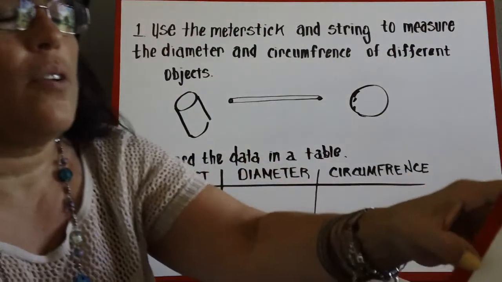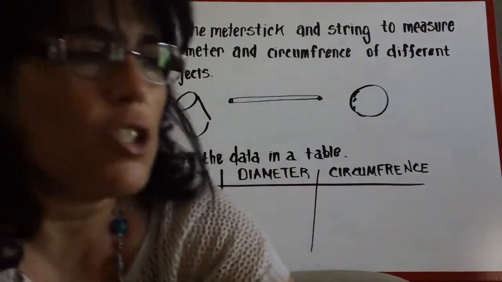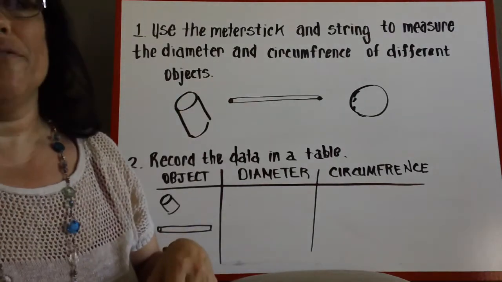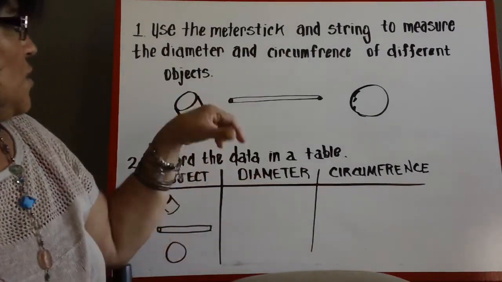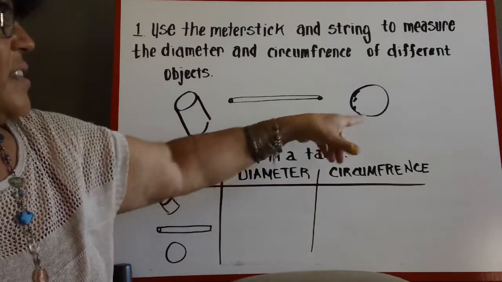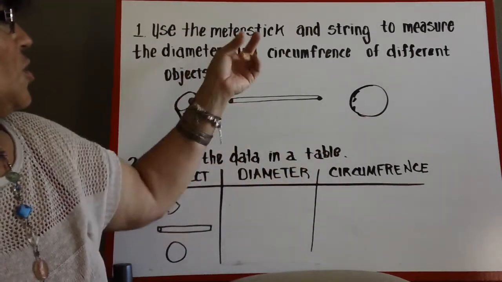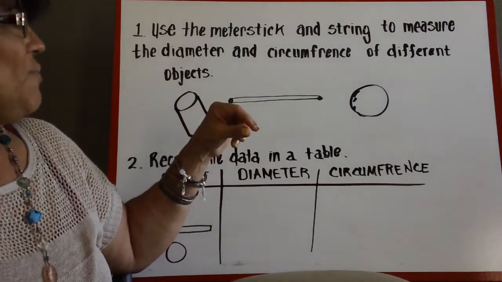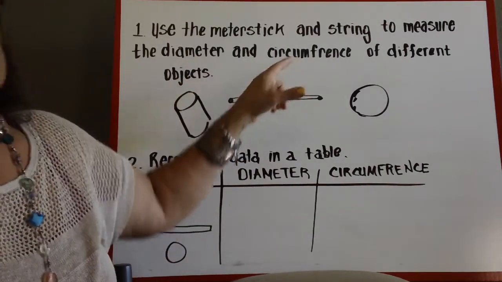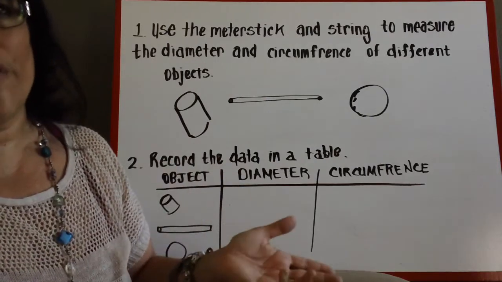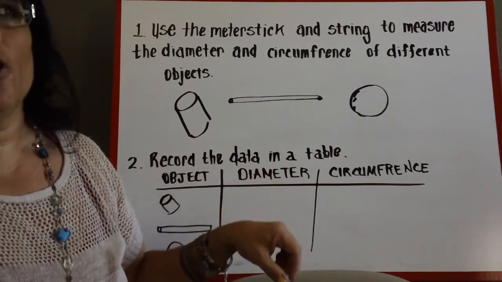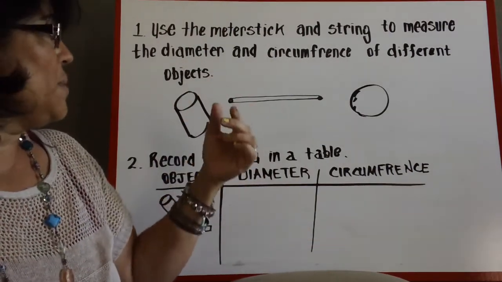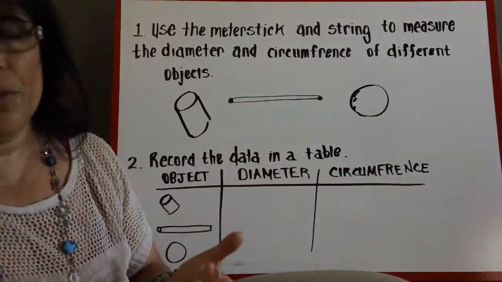Okay, so the procedure of the lab: you're going to be measuring the diameter and the circumference of different objects. For instance, you get a cylinder, then this long thin rod, and then maybe a sphere. You're going to use the meter stick and the string to measure the diameter and the circumference of different objects. You're not going to be using your known value of 2 pi r to determine that circumference. You're going to measure the diameter using either the string or the meter stick, and then you're going to measure the circumference using the string.